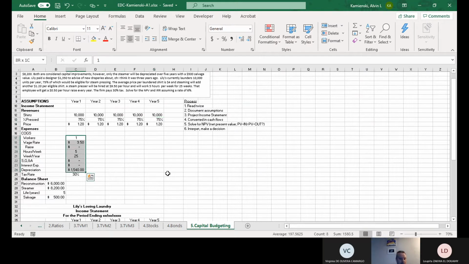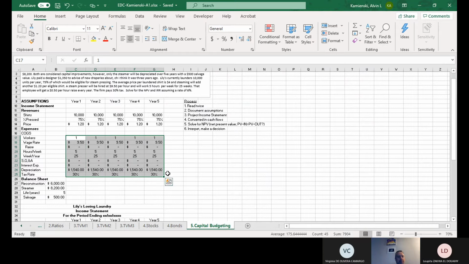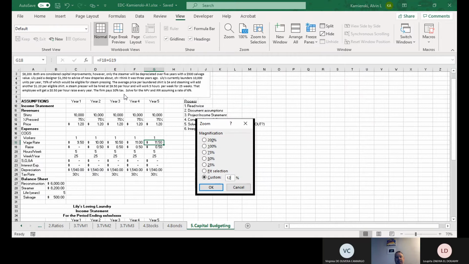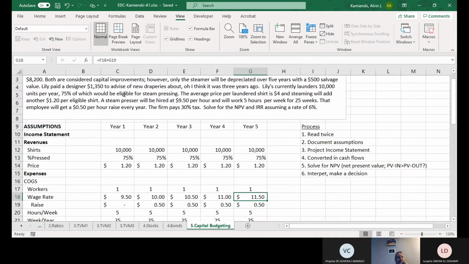Now, same goes for all of our values as it relates to our cost of goods and our wage rate, but we said up above the person who works there is actually going to get a 50-cent raise, so that in the given year it would be the previous year's wage rate plus a 50-cent raise, which then tells us by the end of this period that employee will be making $11.50 in that 5th year.